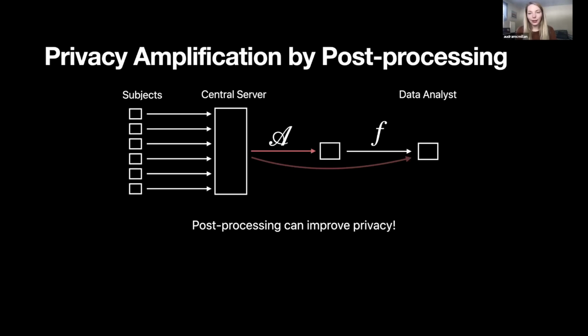Examples on the extreme: if f is a constant function that ignores the input, then obviously it produces a zero differentially private mechanism. And if f is the identity, then it doesn't do anything. It doesn't improve your privacy implication at all.